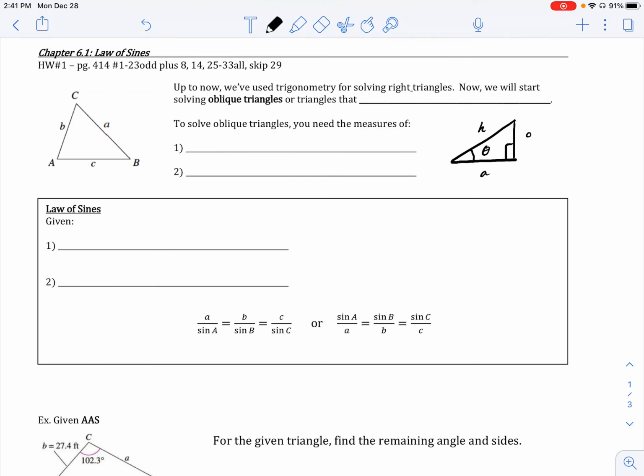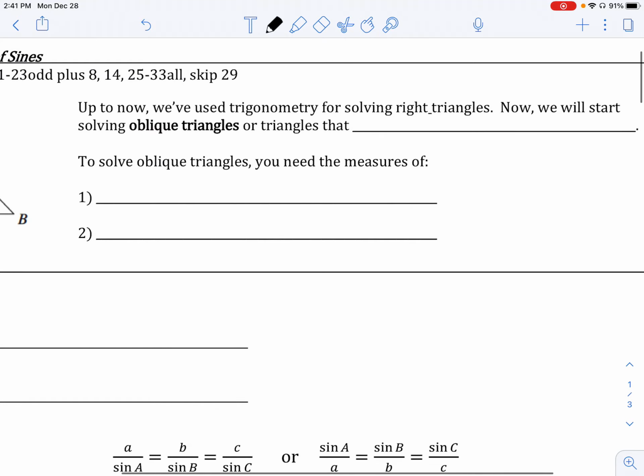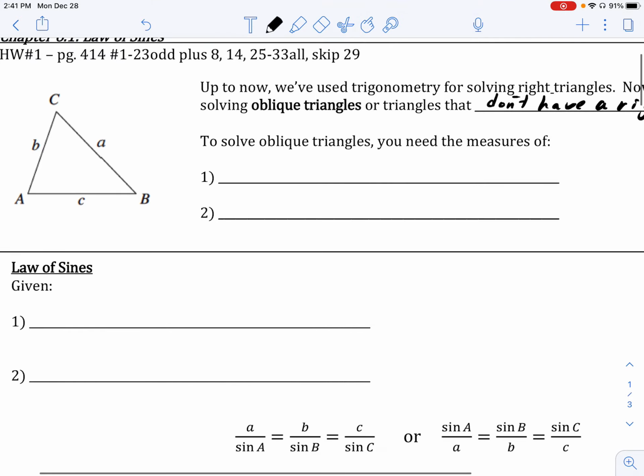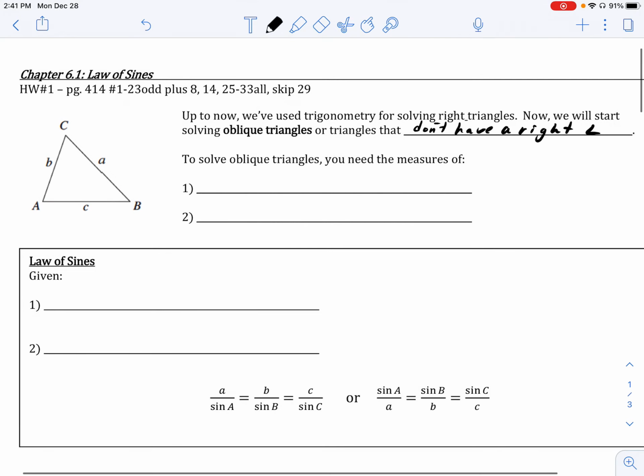Now, what we're going to do is start looking at what we call oblique triangles, or triangles that don't have a right angle. So an oblique triangle is a triangle that doesn't have a right angle. And here's an example of an oblique triangle right over here. You'll notice here that none of these angles are 90 degrees, and so we call this an oblique triangle.